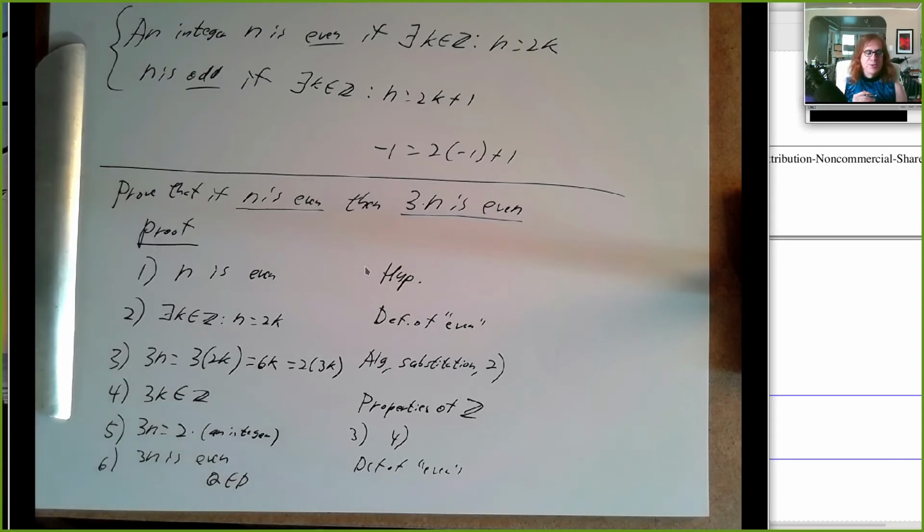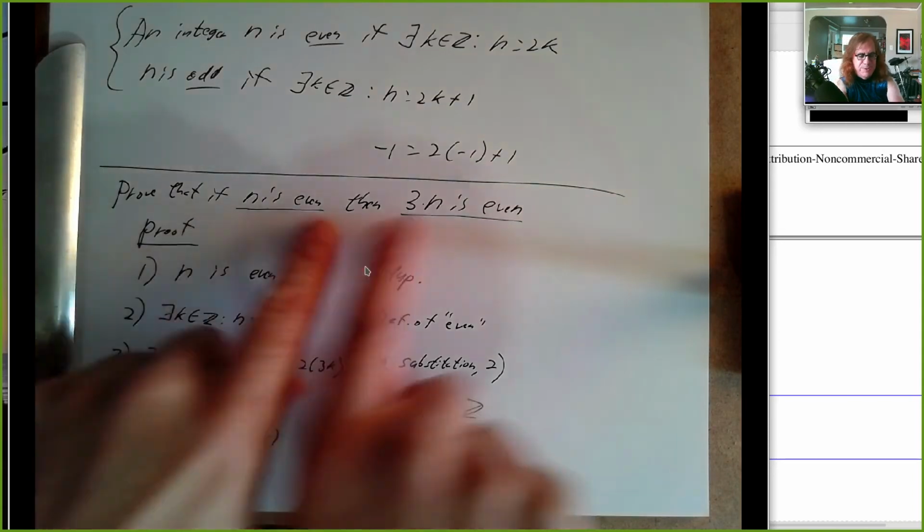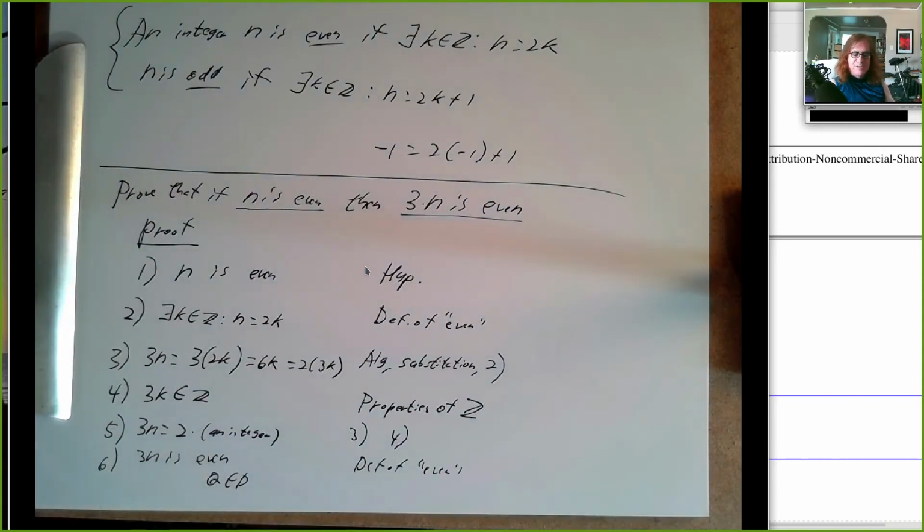Alright, so that's a direct proof. 3 times an even number is even. By the way, when you're asked to prove something, it's useful, to me at least, to see if you believe it before you try to prove it. Right? The act of convincing yourself can help you figure out how you might prove it. So take a few even numbers, multiply them by 3, see if you end up with something even. Alright, so we've proven if n is even, then 3 times n is even.